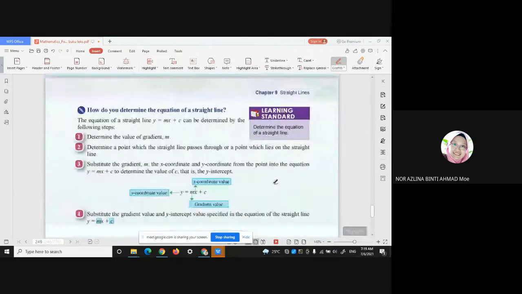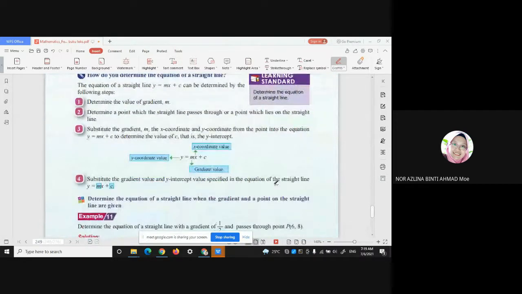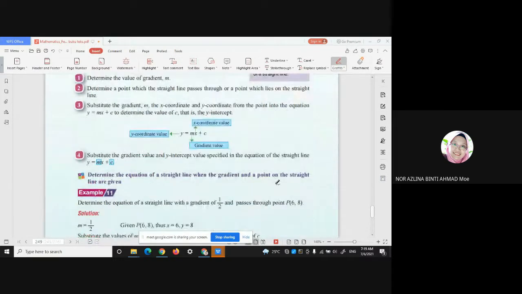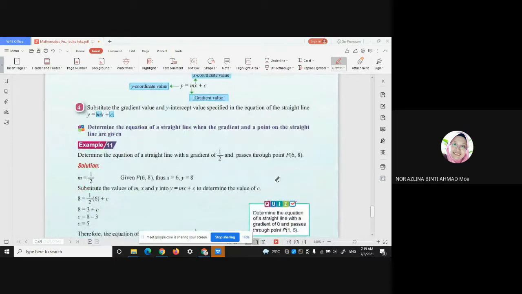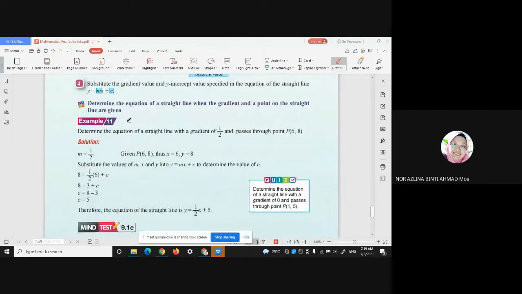Okay, next. Determine the equation of a straight line when the gradient and a point on the straight line are given. Determine the equation. Just now, the equations were given. But now, information is given. Find the equation after the information is given. Okay, example 11.